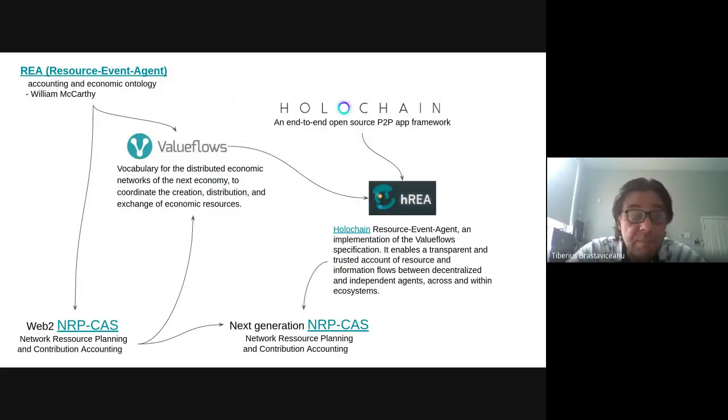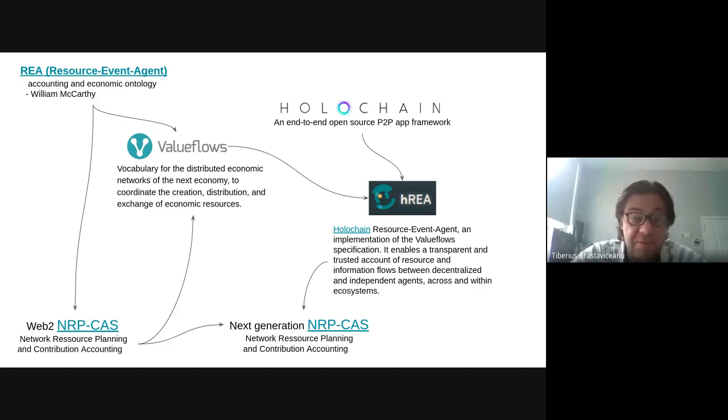Technologically speaking, everything starts with REA, which is resources, events, agents. It's an ontology. It was proposed maybe 20 to 30 years ago by William McCarthy. So it's an accounting and economic ontology. From that, Bob and Lynn, that you saw in the picture, that's why I said that they're an important node in the history of this.